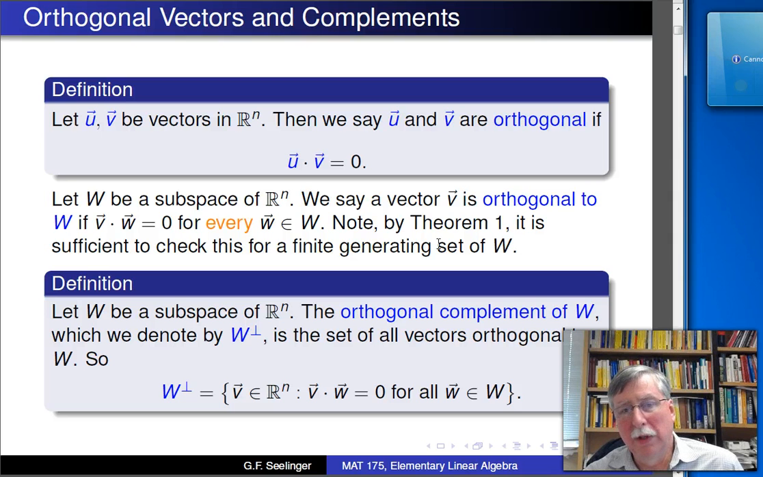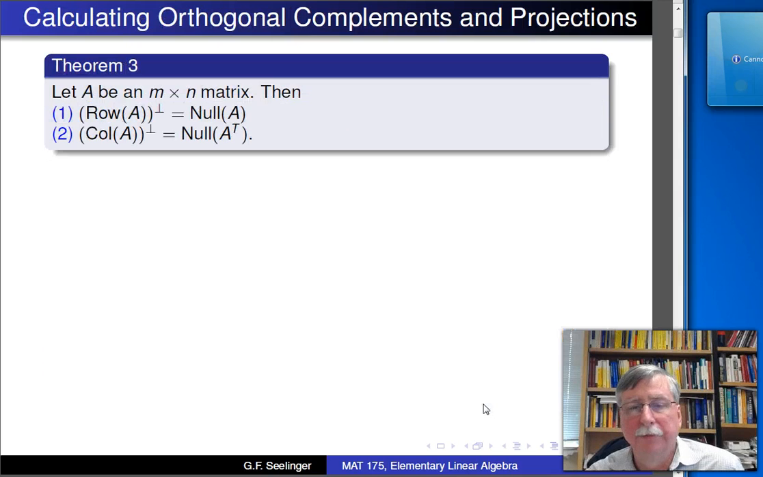We take a look at all vectors that are orthogonal to a subspace, and that's going to be W perp, the set of all vectors orthogonal to W. We can define it using set notation: all vectors v such that v dot w is equal to 0 for all w in capital W.